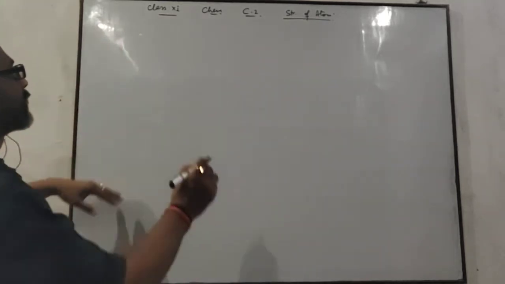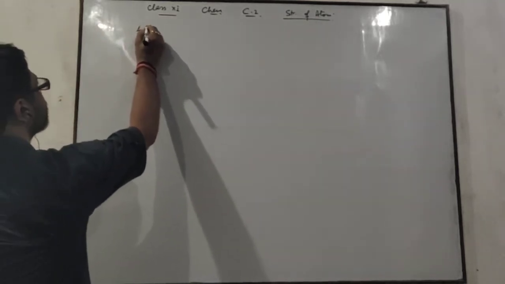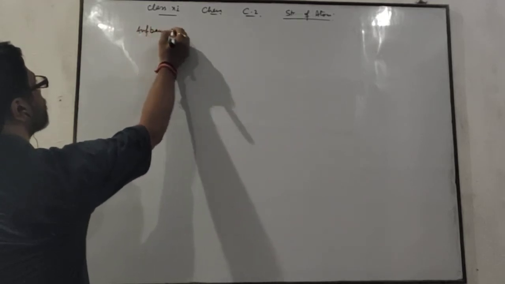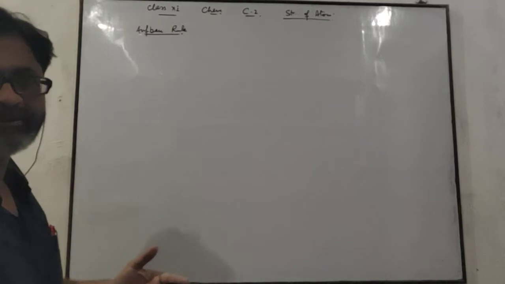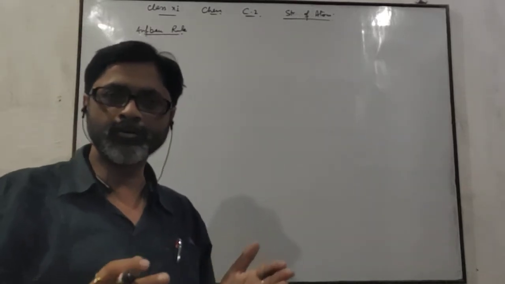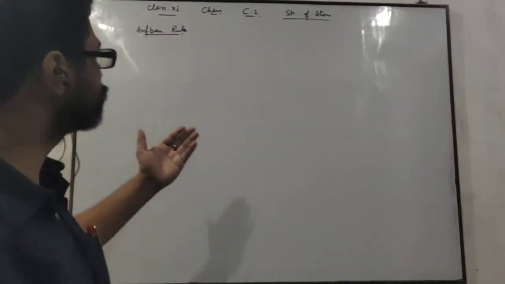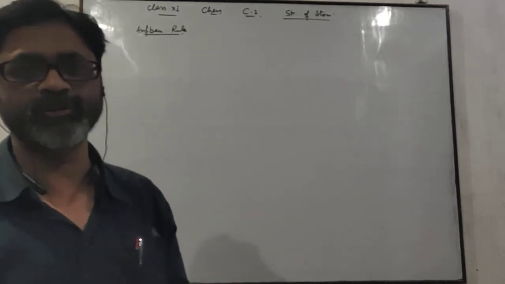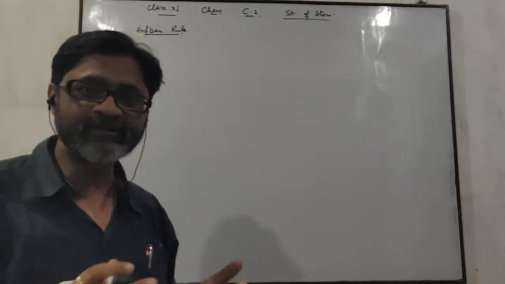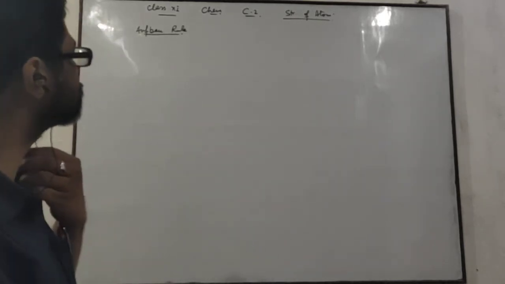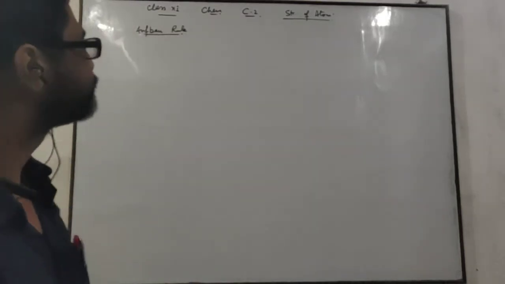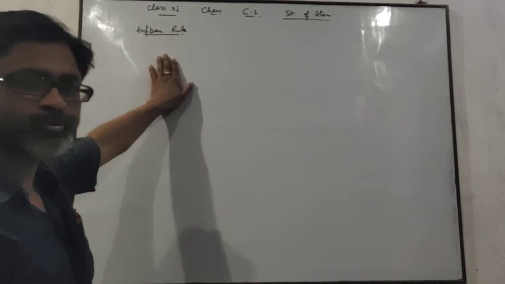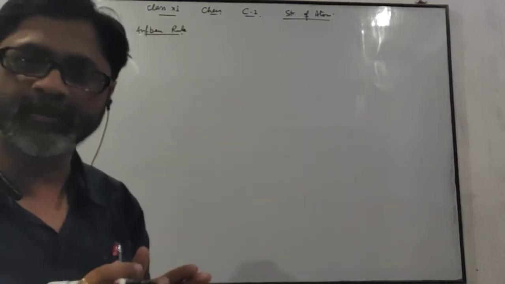In my previous lecture, I have already discussed the Aufbau rule. What is the Aufbau rule? What is its importance? The Aufbau rule is the rule used to write the electronic configuration of elements. With the help of this rule, we can write the electronic configuration of elements.